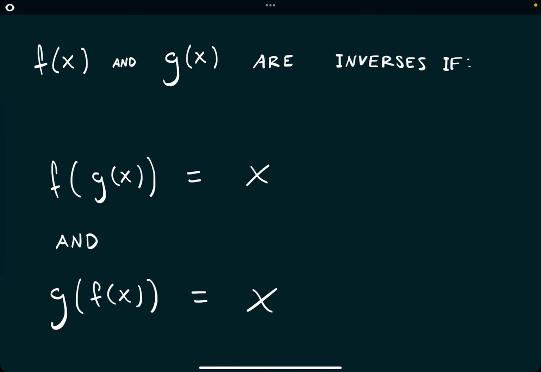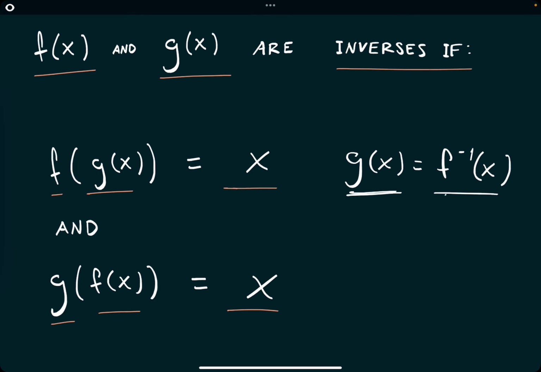So here's the main definition to know. f of x and g of x are inverses if f of g of x is equal to x, and if the opposite is true, g of f of x is also equal to x. What this means is g of x would equal f inverse of x. So when you see this f to the -1 power, just know that's notation for the inverse function of f.